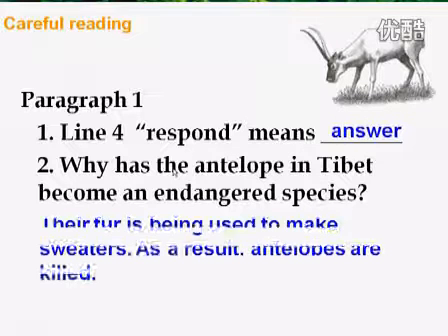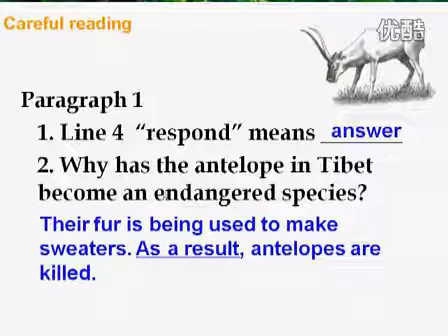Okay. Now their fur is being used to make sweaters. As a result, antelopes are killed. 它们的皮毛 their fur is being used. Now here is being done is new grammar point. It doesn't matter if you don't know. But you can try to find out the meaning by using the context. 它们的皮毛正在被使用，为了是什么呢？ To make sweaters. 用来做织毛衣哈。As a result, 那么结果就是这样 antelopes are killed, right?